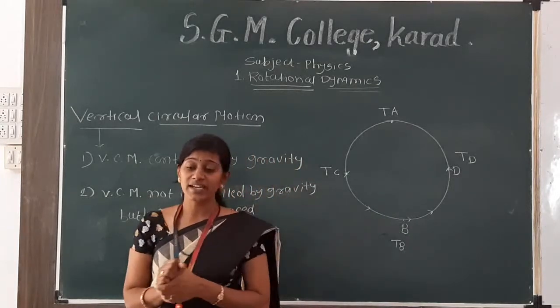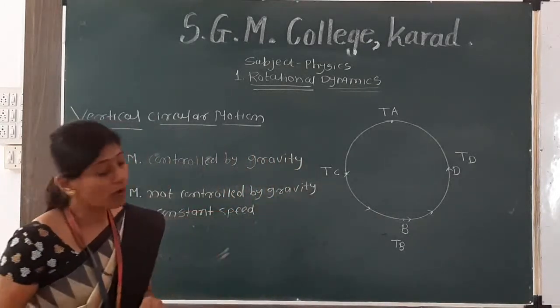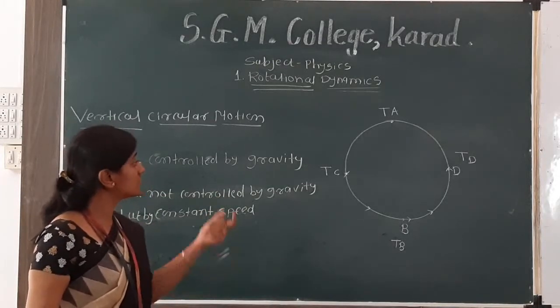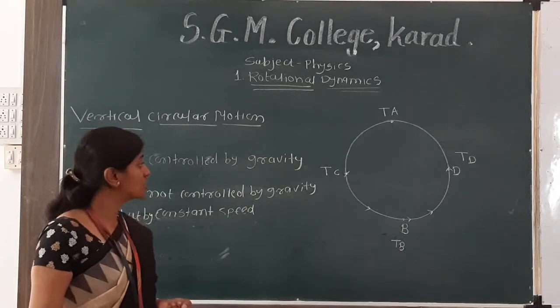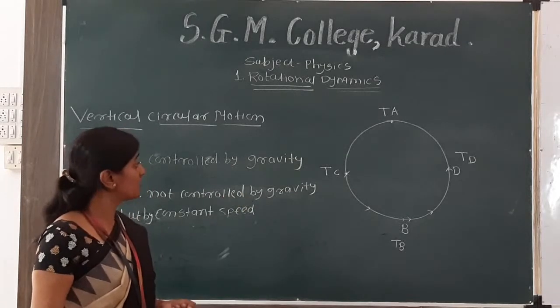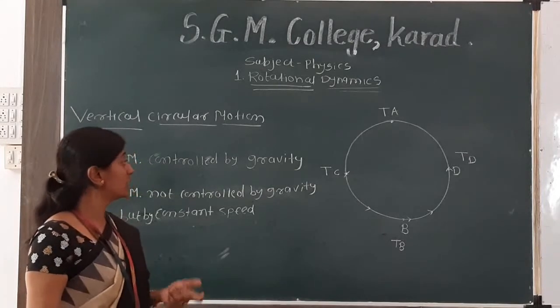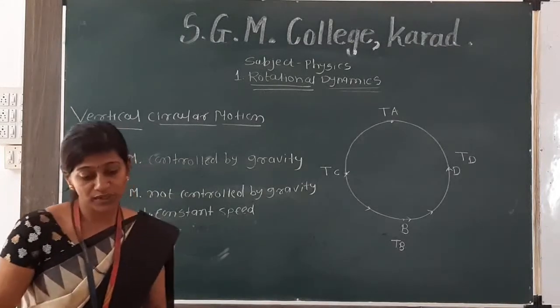So here we get the definition: a body revolves in a vertical circle such that the tension and the velocity of that body change at different points. Then such motion is called vertical circular motion. Now we are going to see the next point.